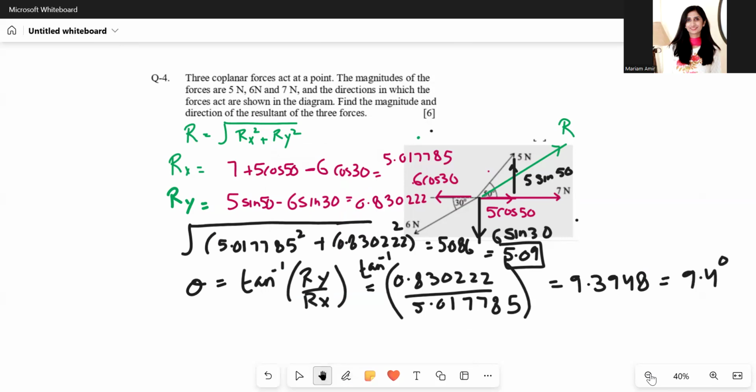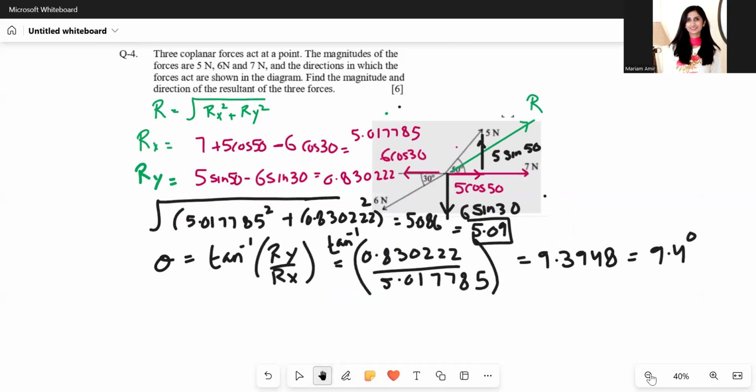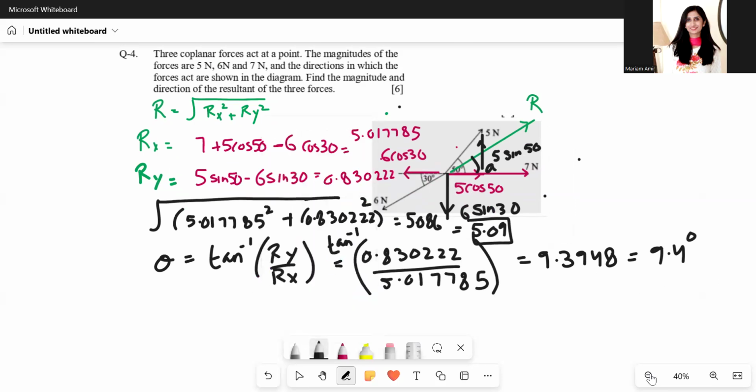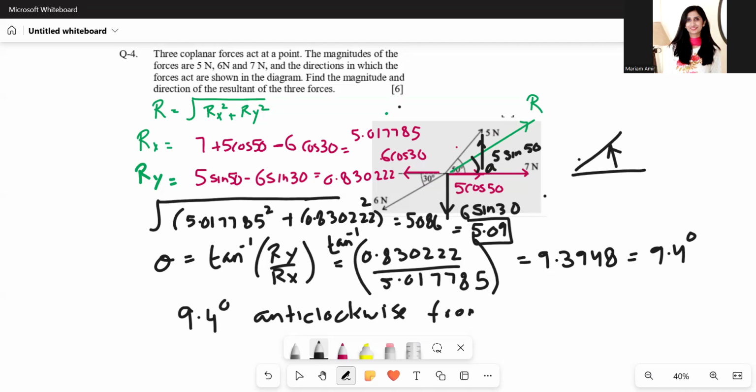So you have to write the full direction. This is the angle that we got. So we're going to write the direction is 9.4 degrees anti-clockwise from the 7 Newton force.